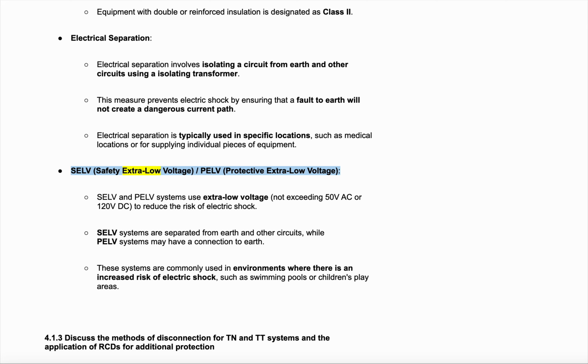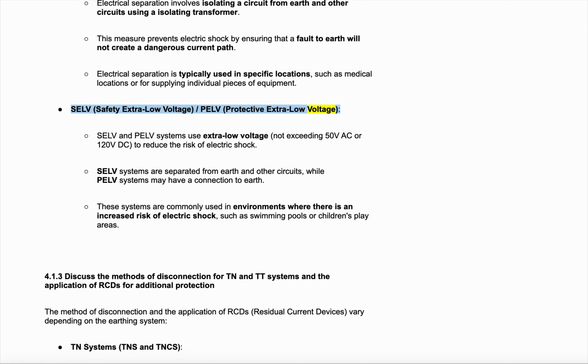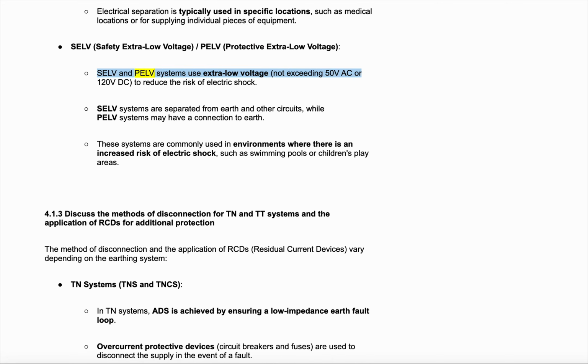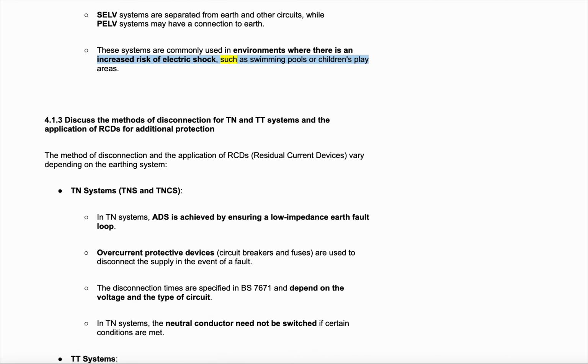SELV, safety extra low voltage, /PELV, protective extra low voltage. SELV and PELV systems use extra-low voltage, not exceeding 50 VAC or 120 VDC, to reduce the risk of electric shock. SELV systems are separated from earth and other circuits, while PELV systems may have a connection to earth. These systems are commonly used in environments where there is an increased risk of electric shock, such as swimming pools or children's play areas.